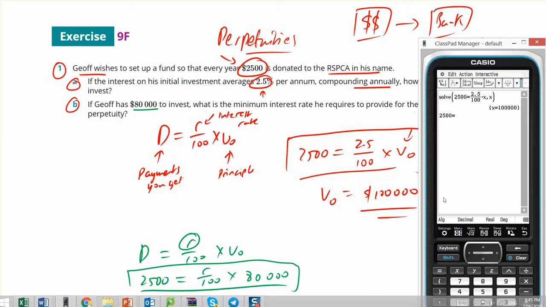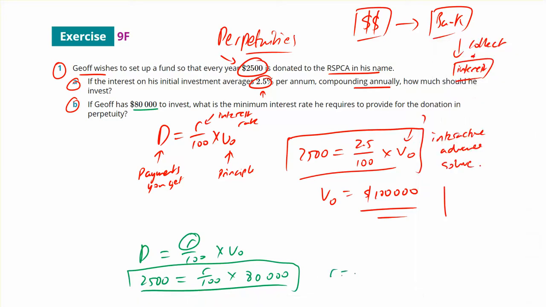So 2,500 equals X divided by 100 times 80,000. Oops, I need to go interactive and solve. 3.125%. So R must be 3.125%. If it's lower than that, he's not going to get 2,500 per year. He might need to take extra money from his own pocket to achieve that.